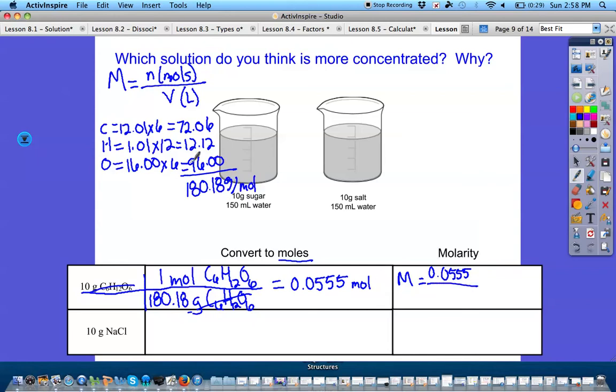divided by the volume, but it needs to be in liters, and it's in milliliters. Well, there is 1,000 milliliters in 1 liter. So you can either divide this by 1,000 to get your liters, or you can move your decimal 3 places to the left. So our volume for both of these is going to be 0.150 liters.